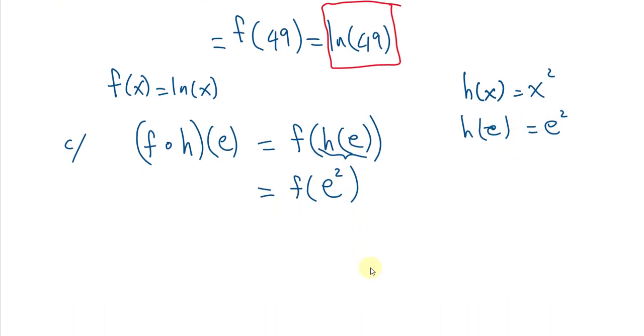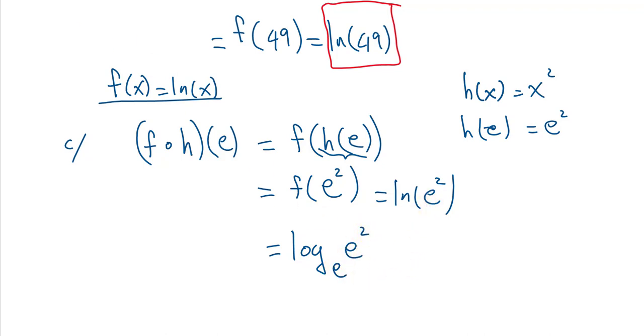So I have f of h of e, which is f of e squared. f of x is ln of x, so f of e squared is ln of e squared, because e squared now is the x. And we can simplify this. It's very simple. ln is a log base e of e squared. You see that we have the same base e, they cancel the log. You can bring down the number 2. The answer is 2.